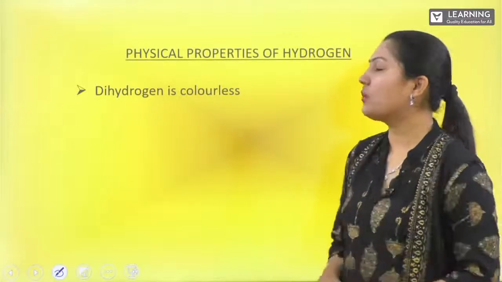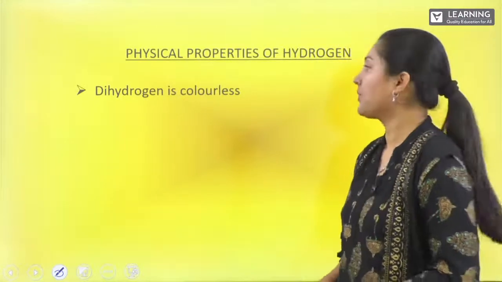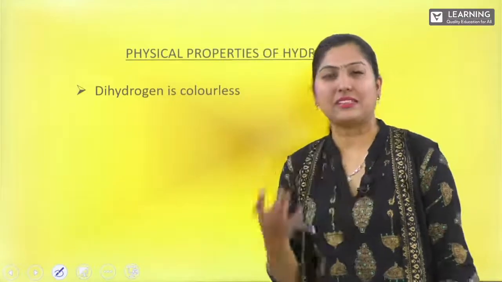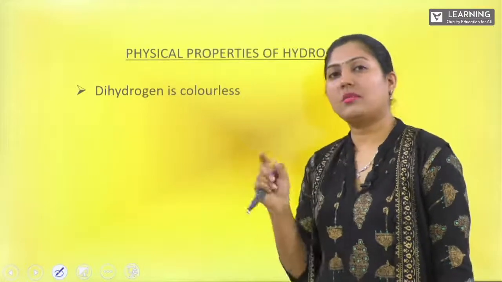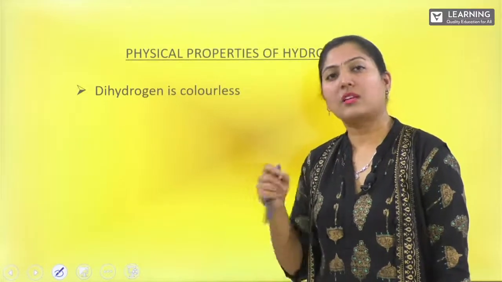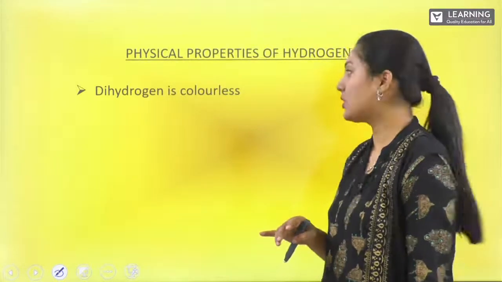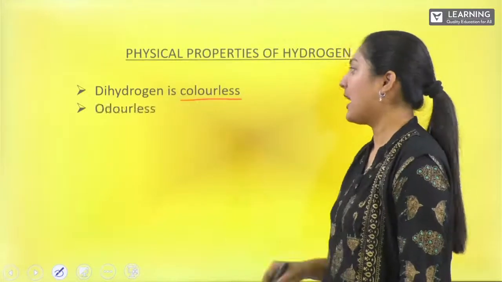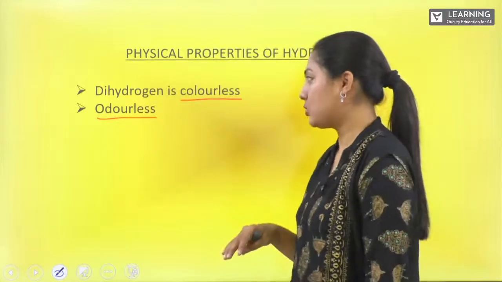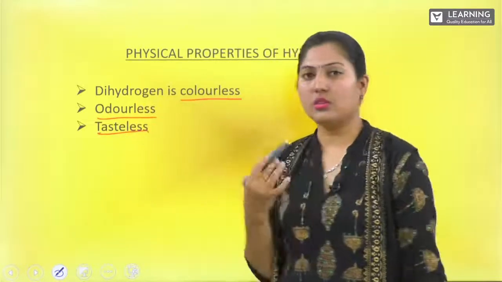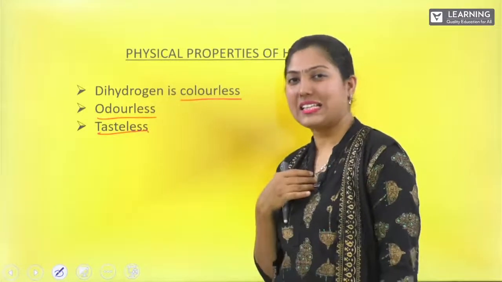So now we'll know about some of the physical properties of dihydrogen. Is it colorful? Does it have any color? If you take iodine, it will have violet color. If you take bromine, it will have brown color. What about hydrogen? It is colorless. Got it? So it is a colorless gas and it is odorless. Odor means smell. You don't have any smell of this hydrogen gas. It is tasteless. If you inhale this, you will not get any taste of it.